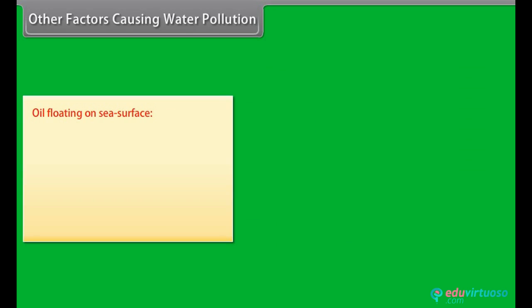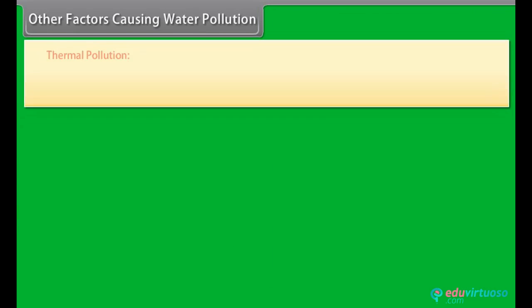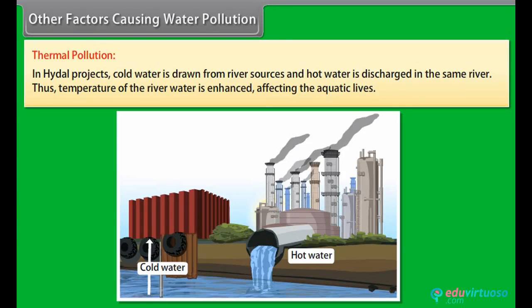Oil floating on the sea surface. Leakage of hydrocarbon oils from oil tankers, producing an oily layer on the sea surface, also causes a serious threat to aquatic lives. The oily layer gradually reduces dissolved oxygen in sea water and aquatic life gets less oxygen for respiration. Thermal pollution. In hydel projects, cold water is drawn from river sources and hot water is discharged into the same river. Thus, the temperature of the river water is enhanced, affecting aquatic lives.